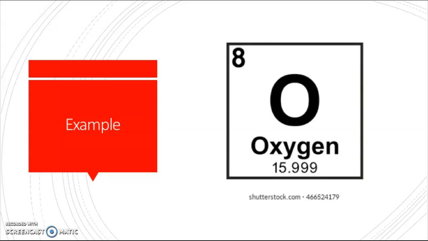And then our atomic mass in AMU is going to be 15.999. So we have 8 protons and 8 electrons, which we know because that's our atomic number. And if we take our atomic mass, which we'll round up to 16 for the sake of this problem, minus our 8, which is our atomic number right up here, we end up with 8. So we know that the number of neutrons in oxygen is going to be 8.